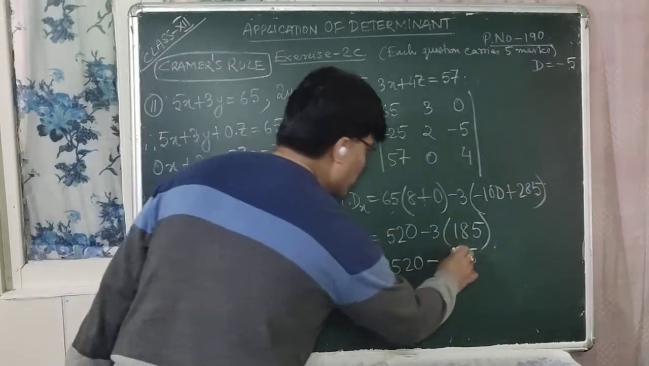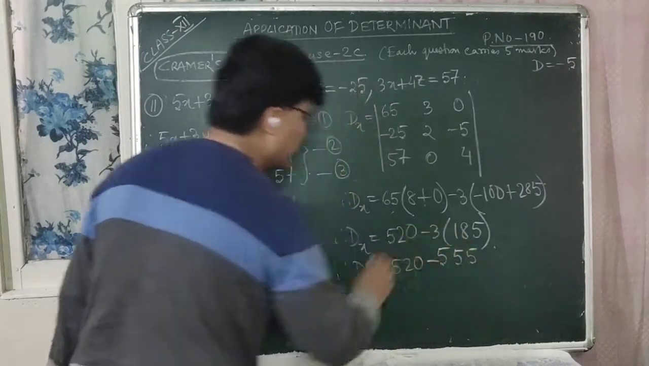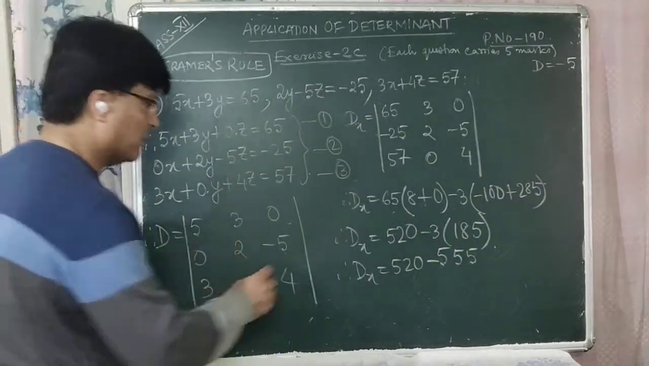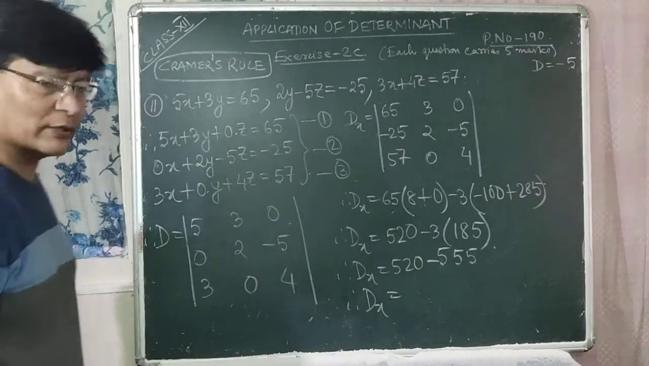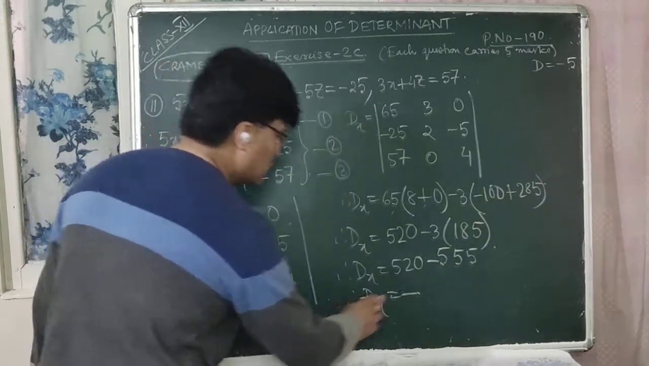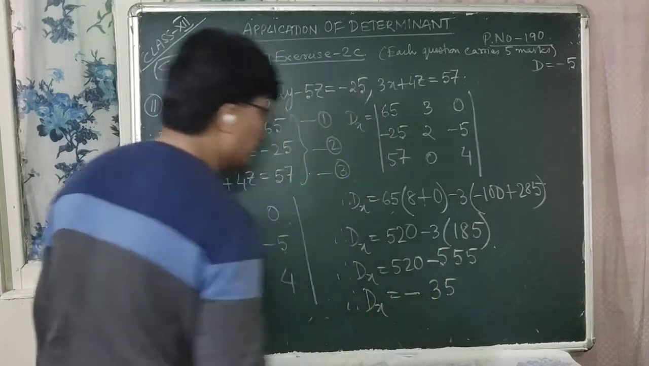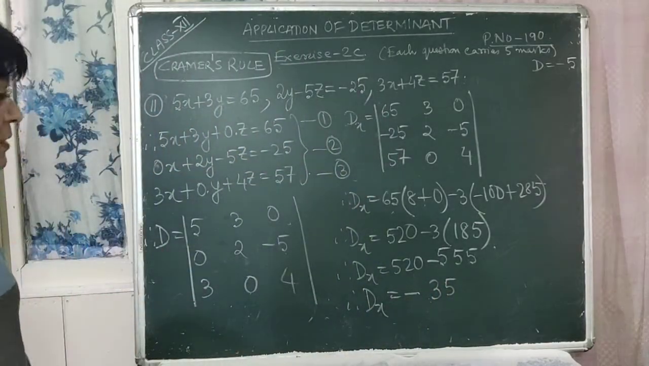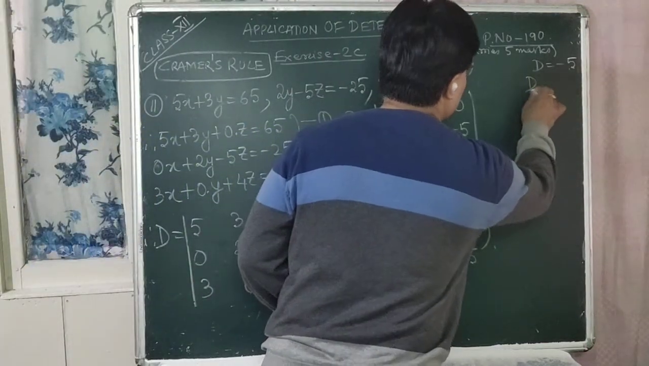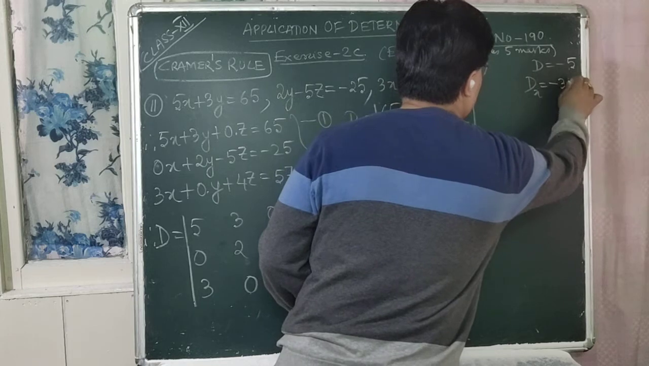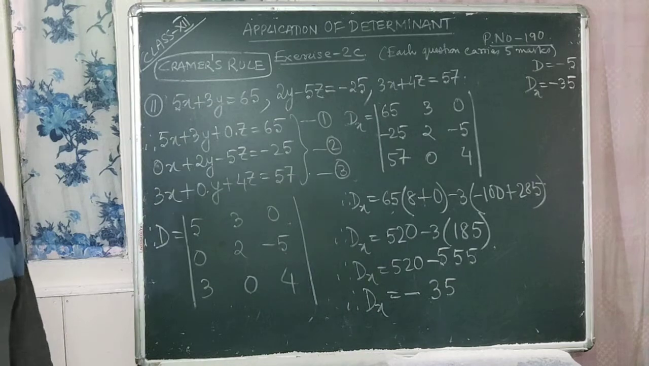8 3s are 24 plus 1, 25. 3 1s are 3 plus 2 is 5. Right? So minus 555. So now different sign here also, you have to subtract it and you have to write down the sign of the greater number. Write down minus sign. So let us subtract it. 5 minus 0. 5 minus 2 is 3 and 5 minus 5 is 0. That is minus 35. Got it? So we get dx is equal to minus 35. Okay? So now this is the value of the determinant dx.